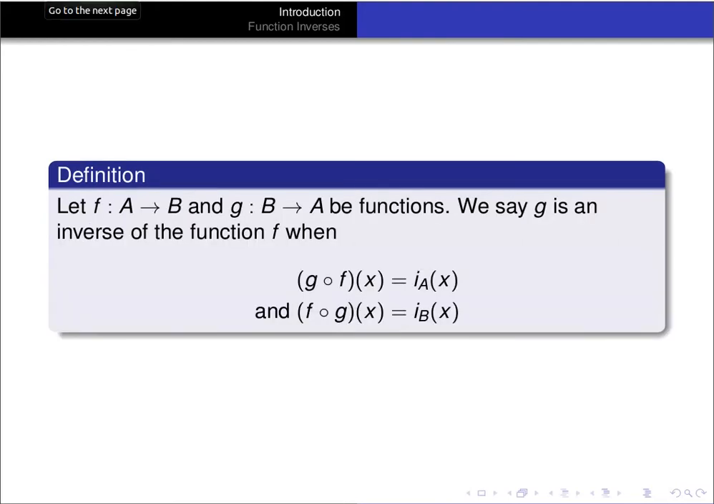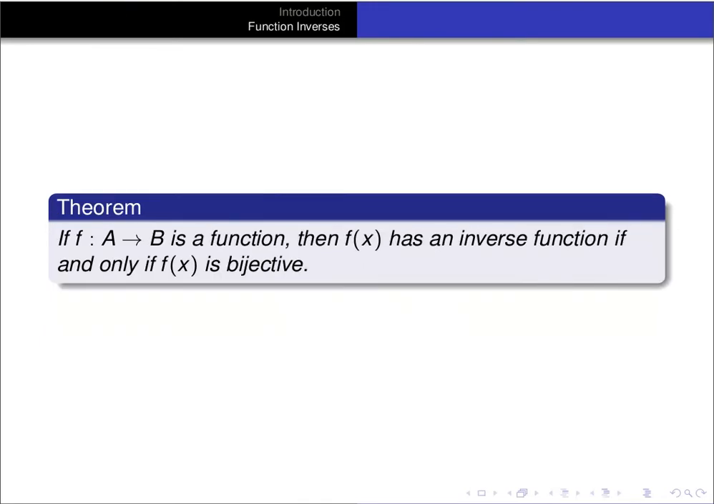And finally, we define inverse functions as follows. If f is a function from A to B, and g is a function from B to A, we say g is an inverse of the function f when (g∘f)(x) is the identity on A of x, and (f∘g)(x) is the identity on B of x. So g∘f is the identity on A, and f∘g is the identity on B. So the theorem we're going to prove in this video is that if f is a function from A to B, then f has an inverse if and only if f is bijective.